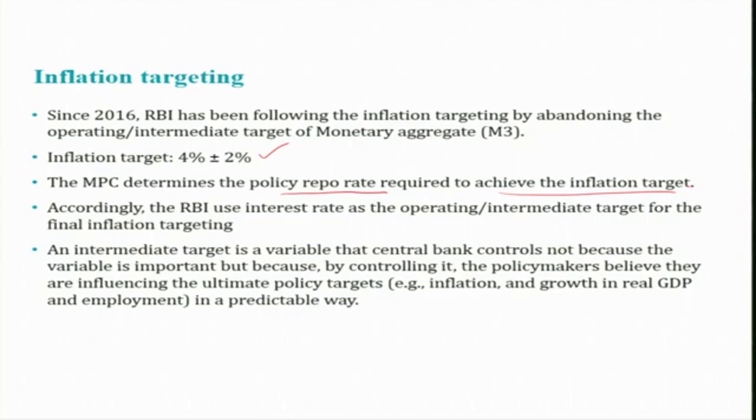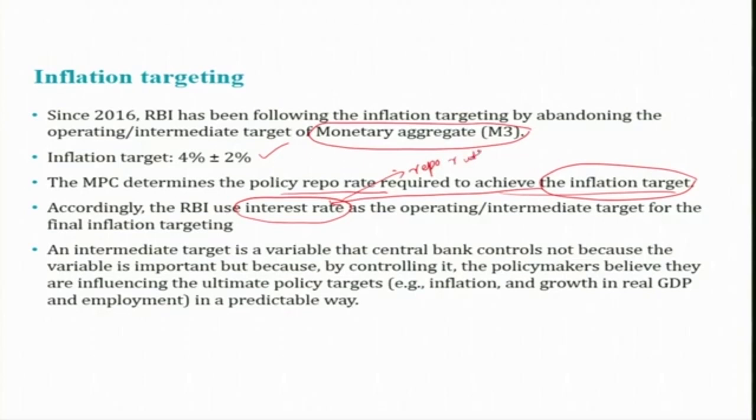In one of the previous sessions, I said that in contrast to the US, where they have been following interest rate targeting, India has been following monetary aggregate targets. But you can see that since 2016, since we have been following inflation targeting, in order to achieve that, we have been following the operating target of interest rate. So we abandoned the monetary aggregate, the money supply target, in 2016, and with the final inflation target, in order to achieve this, we have been following the interest rate target. That means the interest rate target is nothing but the repo rate.